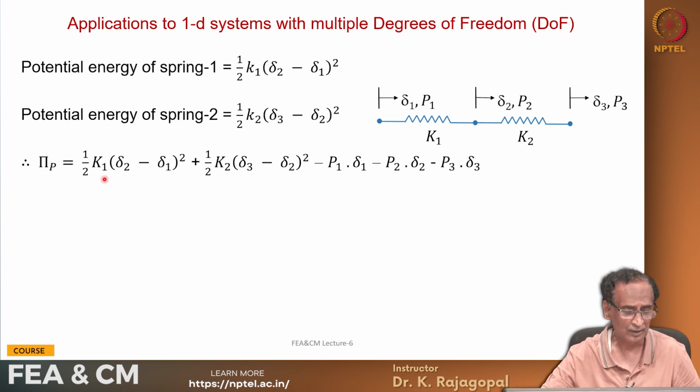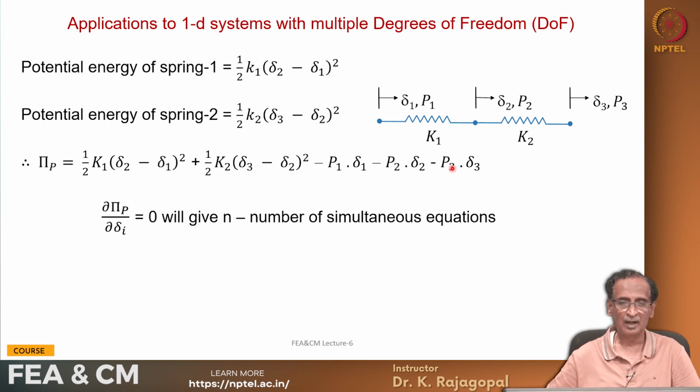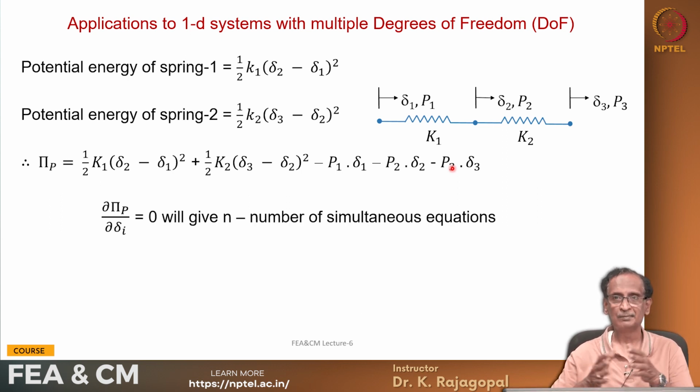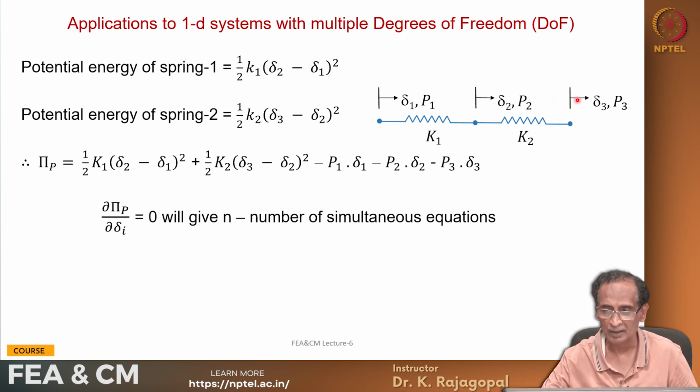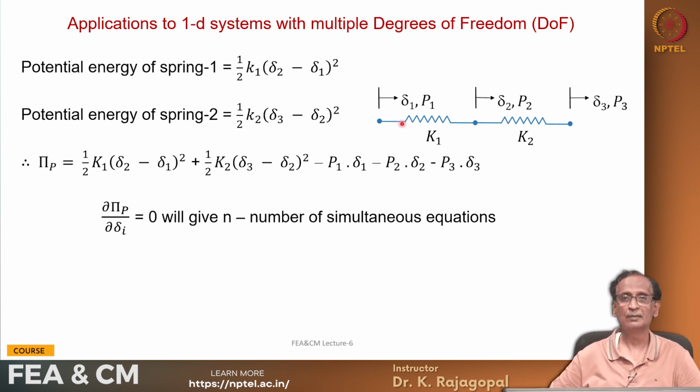So, the total potential is 1/2 K1 (delta 2 minus delta 1) whole square plus 1/2 K2 (delta 3 minus delta 2) whole square minus P1 delta 1 minus P2 delta 2 minus P3 delta 3, right. And so, we can take this total potential and differentiate with respect to different degrees of freedom. Delta 1, delta 2 and delta 3 are the different degrees of freedom.